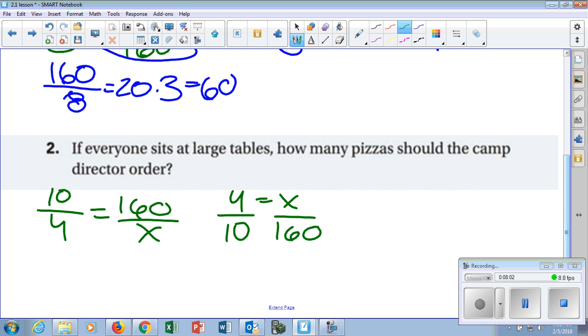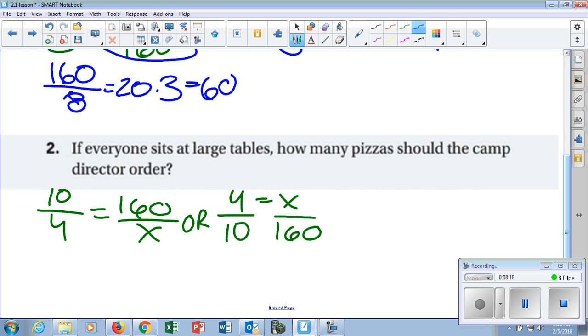So these are our pizzas, the 4 and X, and then our campers are on the bottom, the 10 and 160. As long as those are on the numerator and the denominator the same as each other, it doesn't matter which way it's flipped. So it could be written either way.